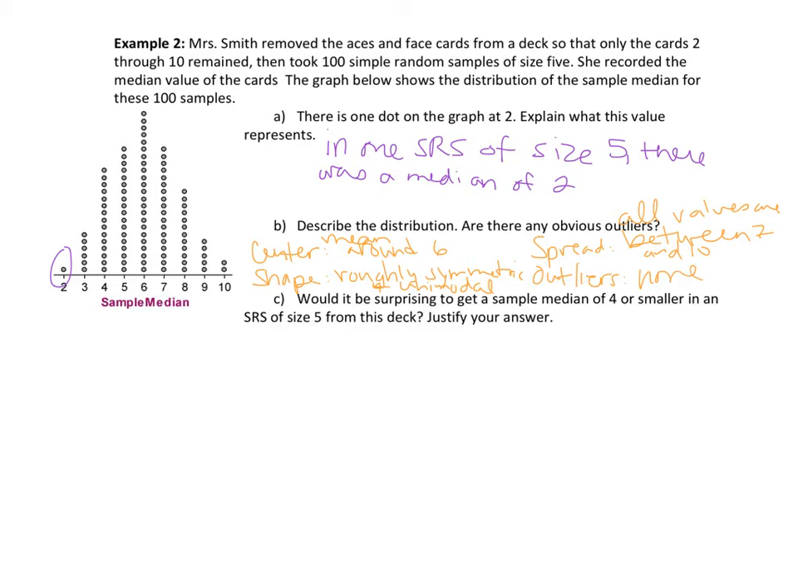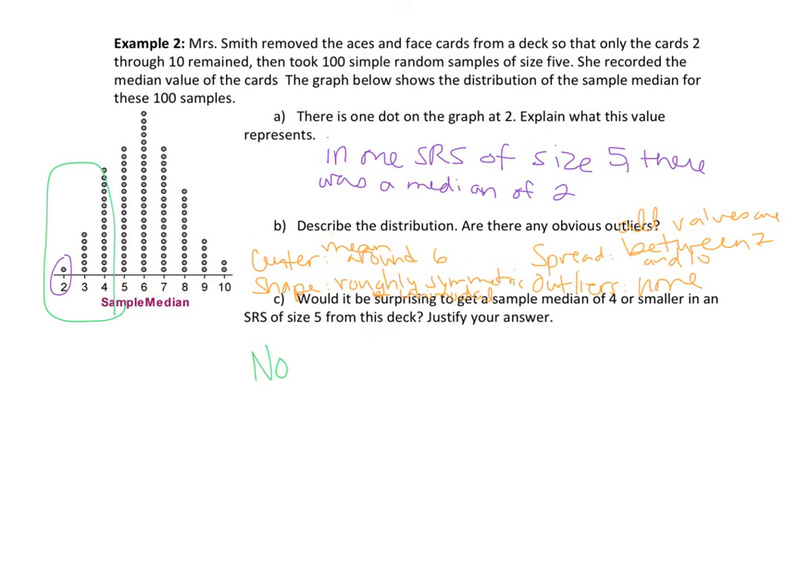All right, for C, they ask you, would it be surprising to get a sample median of 4 or smaller in an SRS of size 5 from this deck? So if you look at this, 4 or smaller is actually going to be everything here. And you will notice that there's actually quite a few things. So I'm going to say no, it's not surprising. And if you actually count those dots, there are 22 of them that are 4 or less. So actually, a median of 4 or less occurred 22 out of 100, or 22% of the time.